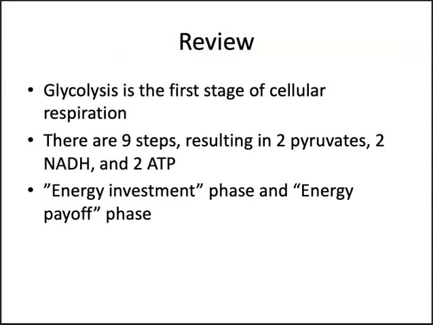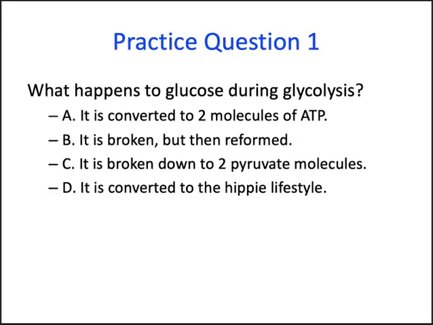So in review, glycolysis is the first stage of cellular respiration. There are 9 steps total, and they result in 2 pyruvates, 2 NADH, and 2 ATP. And we have 2 phases, the energy investment phase and the energy payoff phase. Let's try a practice question.